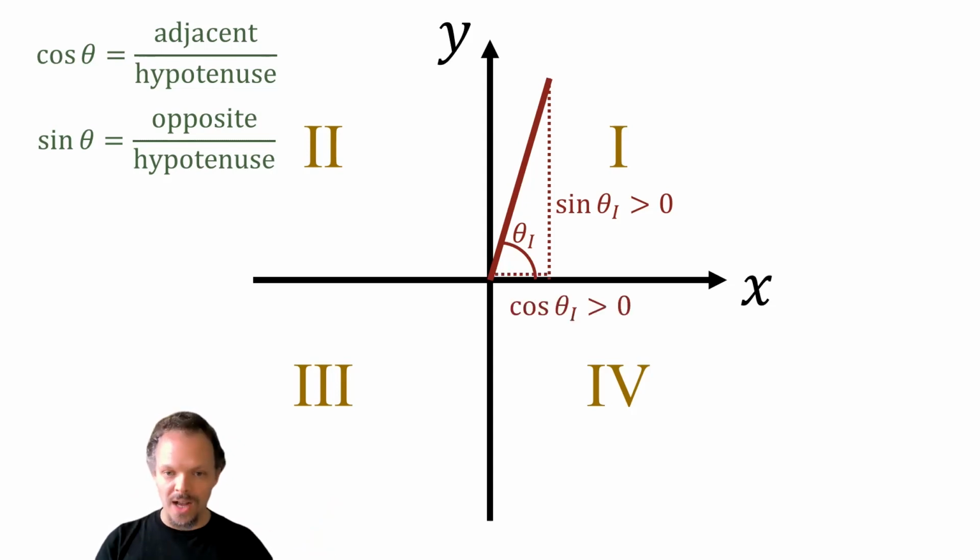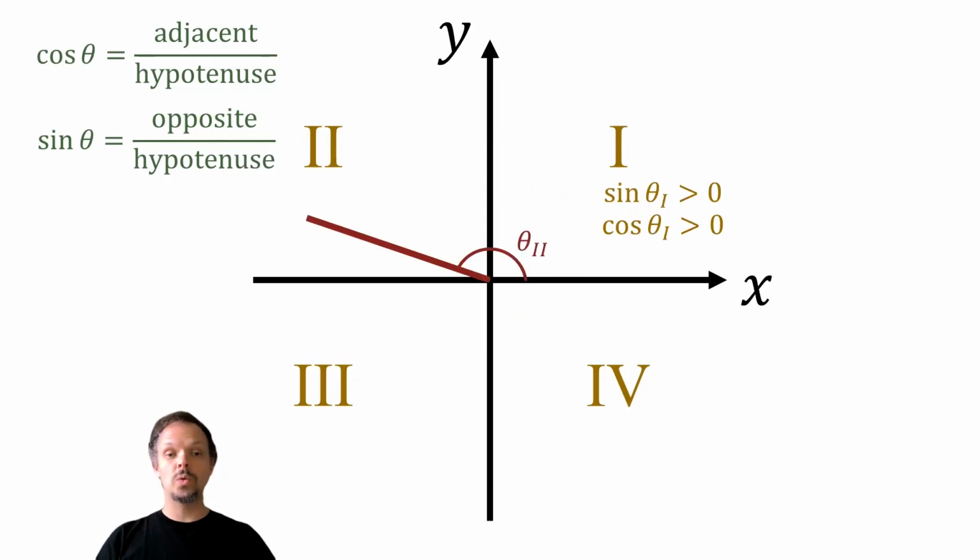Similarly, the cosine of an angle in the first quadrant is also going to be positive. Again, the hypotenuse is always a positive quantity. It's a distance. And in this case, the adjacent side to this angle is along the positive x direction. So we've got a positive over a positive, meaning that the cosine is a positive number.